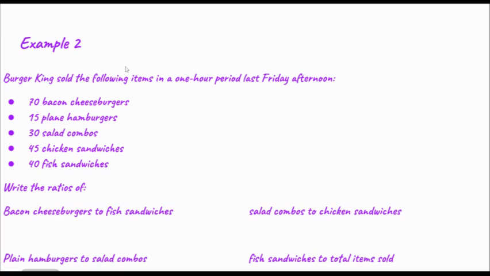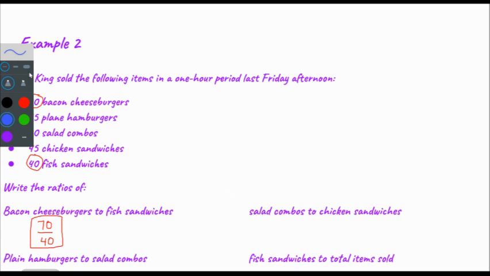All right. We have Burger King sold the following items in a 1-hour period last Friday. We're going to write the ratios of these 4 scenarios. So bacon cheeseburgers to fish sandwiches. So we had 70 bacon cheeseburgers. And then we have, how many fish sandwiches? We have 40 fish sandwiches. So 70 to 40 is our ratio.